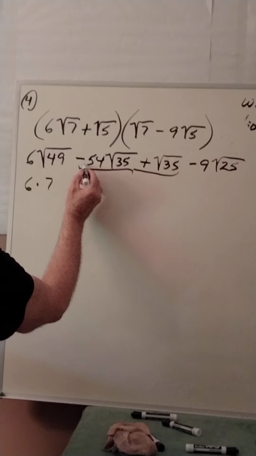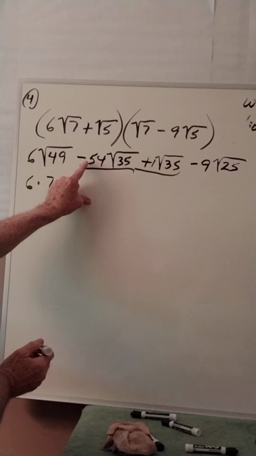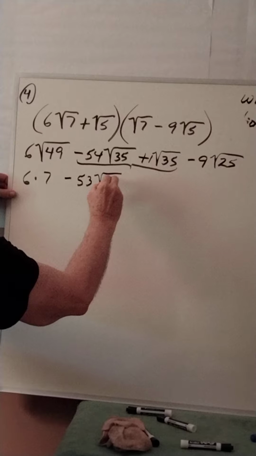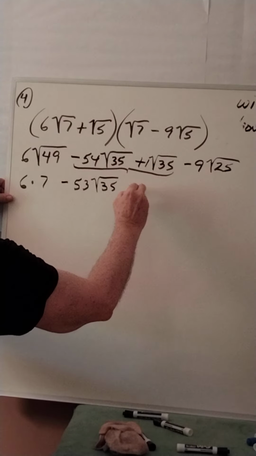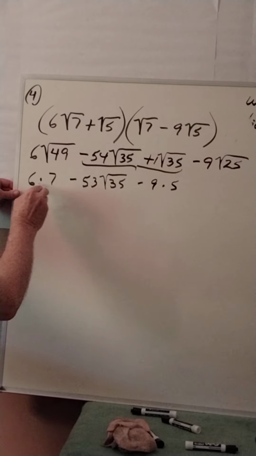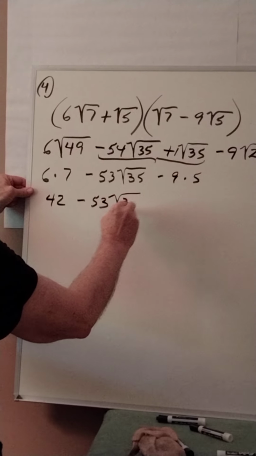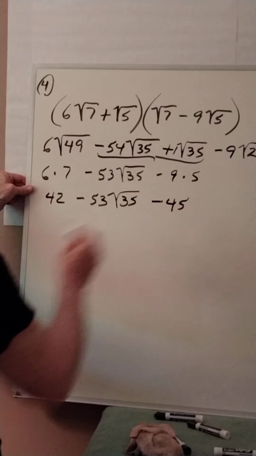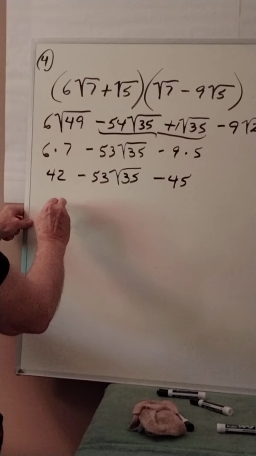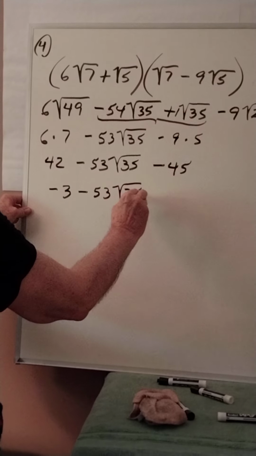You have a negative 54 here. You actually have a positive 1 right there. Negative 54 coupled with positive 1 is negative 53 root 35. Negative 9 times 5. 6 times 7, 42. Negative 53 root 35, negative 45. Well, the positive 42 can be combined with the negative 45, and that would give us negative 3, negative 53 root 35, done.